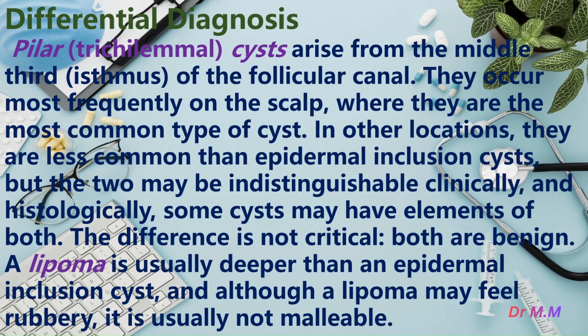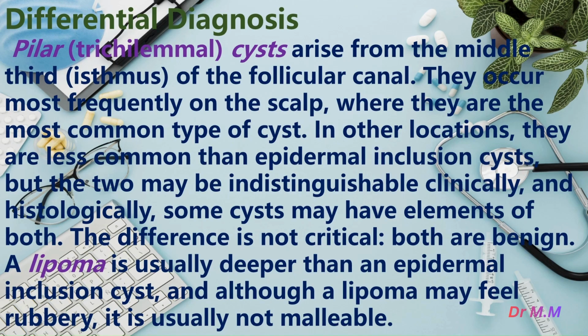Differential diagnosis: pillar or trichilemmal cysts arise from the middle third or isthmus of the follicular canal. They occur most frequently on the scalp, where they are the most common type of cyst. In other locations, they are less common than epidermal inclusion cysts, but the two may be indistinguishable clinically and histologically. Some cysts may have elements of both. The difference is not critical because both are benign.